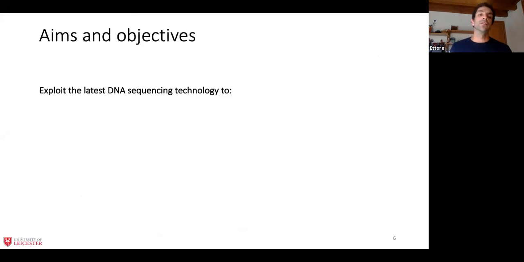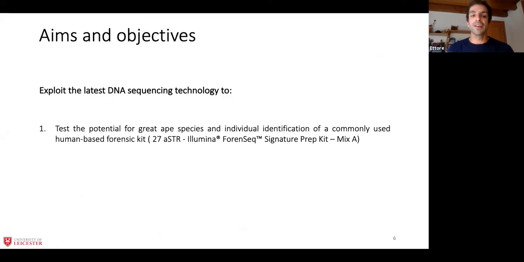Having said so, the aim of my project is to exploit the latest DNA sequencing technology. Part 1 is to test the potential for great ape species and individual identification of a commonly used human-based forensic kit developed by Illumina. Basically, for the first time ever, we are testing a forensic kit designed for human investigation in non-human great ape species for conservation purposes. This is to help conservationists exploit a tool that has already been developed, to conduct genetic surveys for conservation purposes.